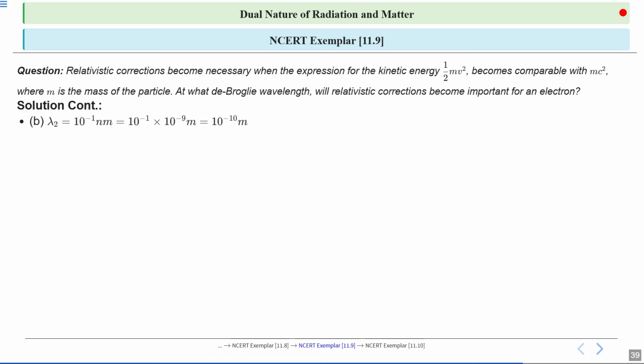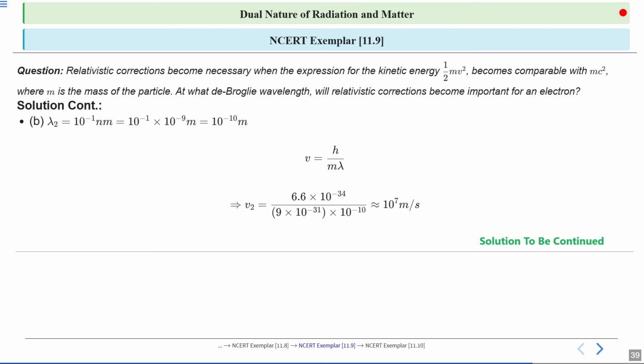So let's focus on option B. So lambda 2 is equal to 10 to the power minus 1 nanometer, which is equal to 10 to the power minus 1 multiplied by 10 to the power minus 9 meter, which is equal to 10 to the power minus 10 meter. So v is equal to h upon m lambda. Substituting the values in the velocity formula, v2 equal to 6.6 into 10 to the power minus 34, which is the value of Planck's constant, upon 9 into 10 to the power minus 31, which is the mass of the electron, multiplied by 10 to the power minus 10 for lambda, which is equivalent to 10 to the power 7 meter per second.